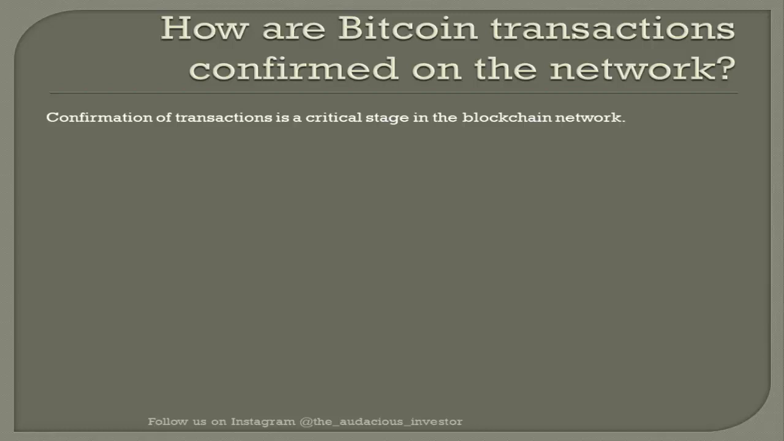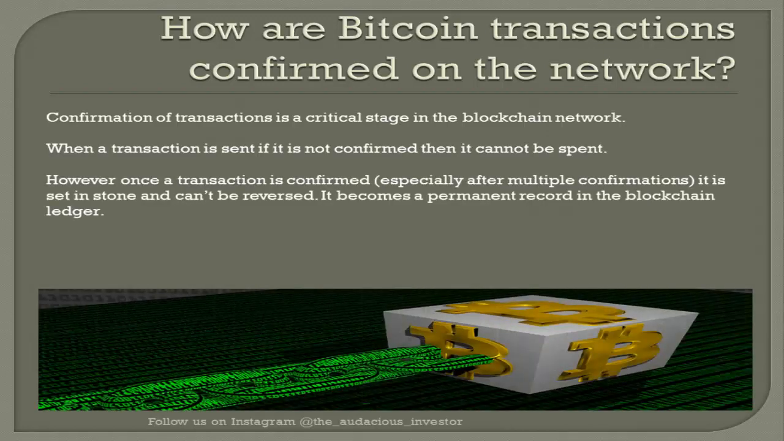So this is why confirmation of transactions is a very important stage in the blockchain network, in order to prevent things like double spending from occurring. And it is what makes the network actually work. When a transaction is sent, if it is not confirmed, then it cannot be spent. So it needs to be confirmed. However, once a transaction is confirmed, especially after multiple confirmations, it is set in stone and can't be reversed.